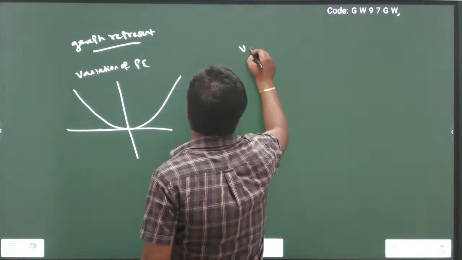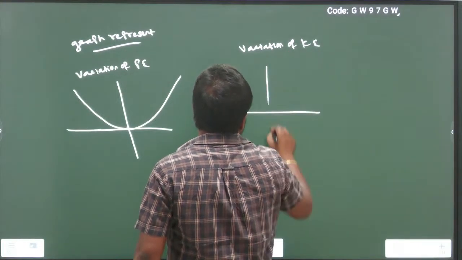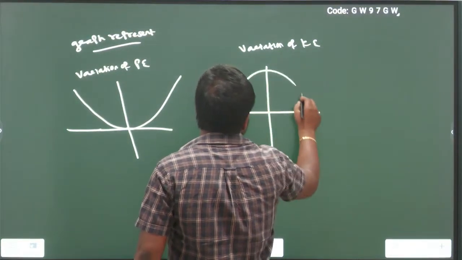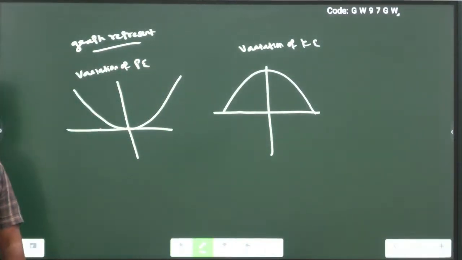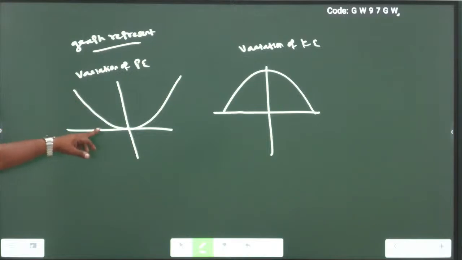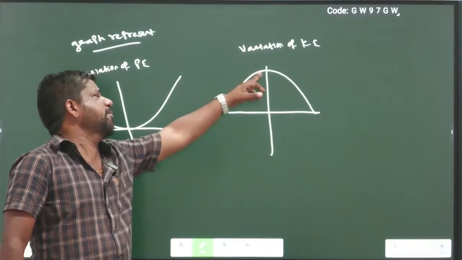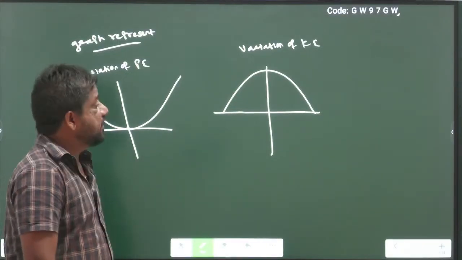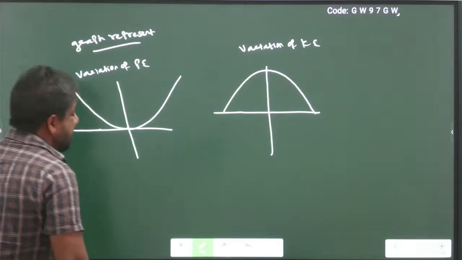Similarly, variation of kinetic energy. Kinetic energy will be maximum at the mean position and minimum at the extreme position. This will be the variation of kinetic energy. Nowadays these two are trending questions: variation of potential energy, variation of kinetic energy. Why? Because potential energy will be maximum at extreme position, minimum at mean position. Similarly, kinetic energy will be maximum at mean position, minimum at the extreme position. These are the two graph representations.